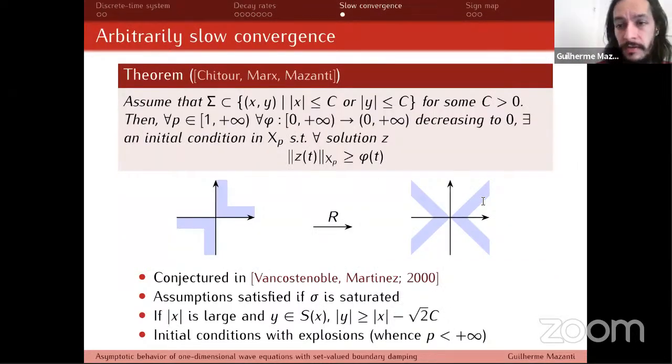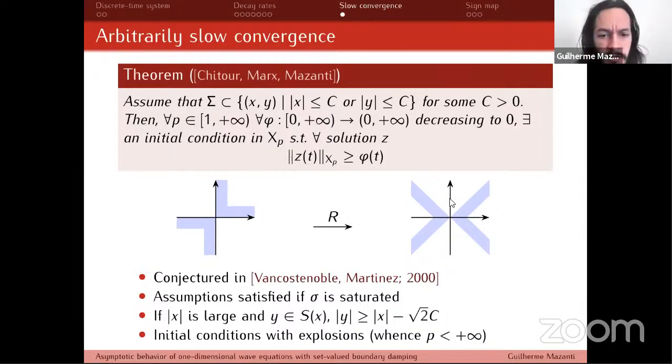Now, another result that you can get using this formalism is a result of arbitrary slow convergence in the case where you have some bounds on sigma. Essentially, what you say is that the boundary condition is included in the set represented in blue here, which means that the boundary condition belongs to the blue region. In particular, we think of this as the case where the boundary condition is saturated. So let's say we have some straight line here, but then after some point it's saturated, so it becomes constant, or it's just upper bounded by a constant here and then bounded by a constant here in the other sense. And when you rotate that, we get a picture like this.